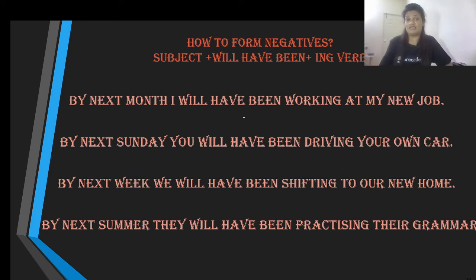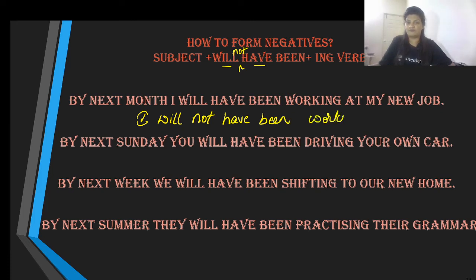Now let us learn how to make these negatives. We missed out not over here. She will not. I don't know why I keep missing the word not. Anyway, by next month I will have been working at my new job. How do you convert this into negative? To make it negative, we bring in the subject, which is I, and then I will, and then we insert the negative word: I will not, and then have. In between will and have, you insert the negative word. I will not have been working at my new job, full stop.